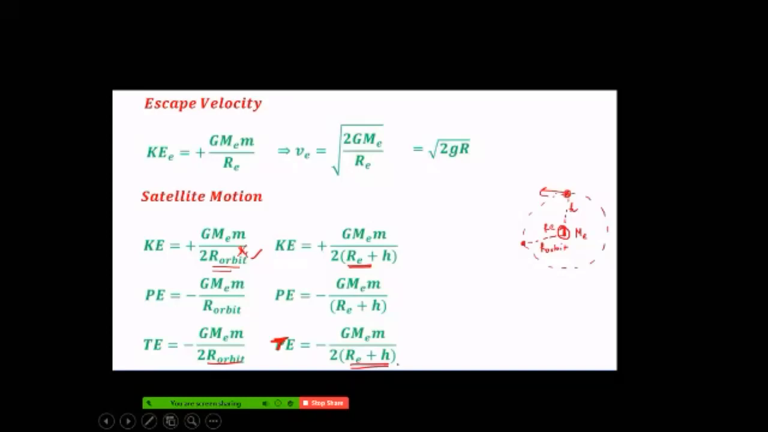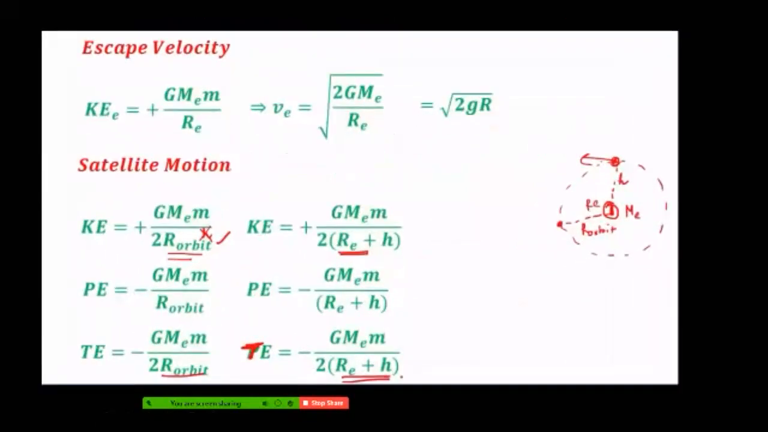So we are writing the potential energy. Kinetic energy is equal to plus G Me m by 2 r orbit. Okay, so that kinetic energy is equal to plus G Me m by 2 (Re plus h) if it is on the earth. Potential energy is equal to, we are writing, minus G Me m by r orbit. So the potential energy is equal to minus G Me small m by (Re plus h).